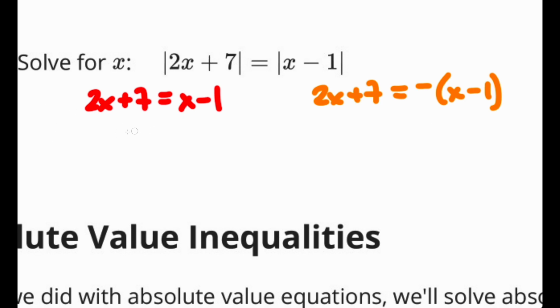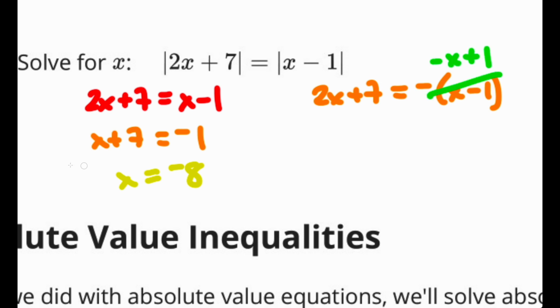Let's solve this out. We're going to subtract x on both sides. So you're going to have x plus 7 equals negative 1. Subtract both sides by 7, and you're going to have x is equal to negative 8. The next one, I'm going to distribute everything over here first. So you're going to have negative x plus 1, just to simplify things out there. I'm going to add x on both sides.